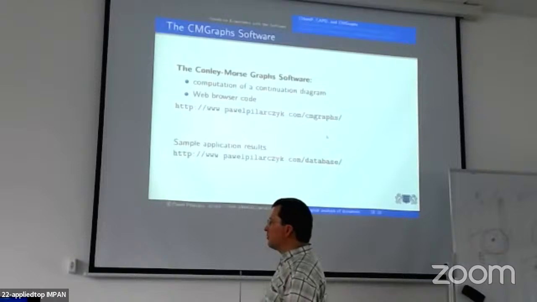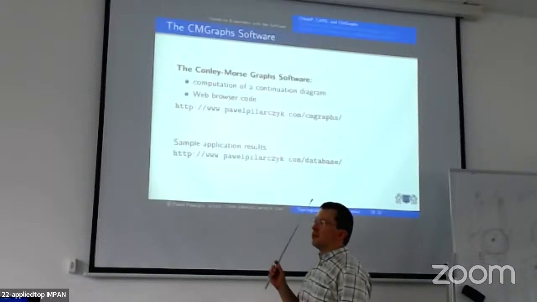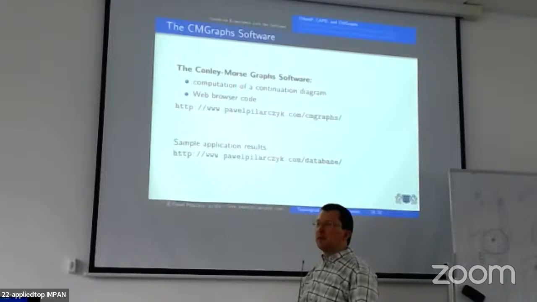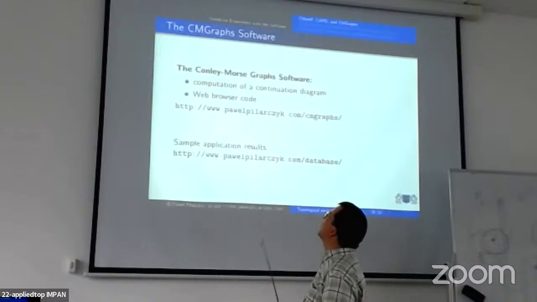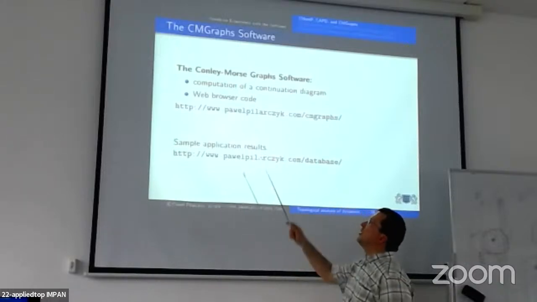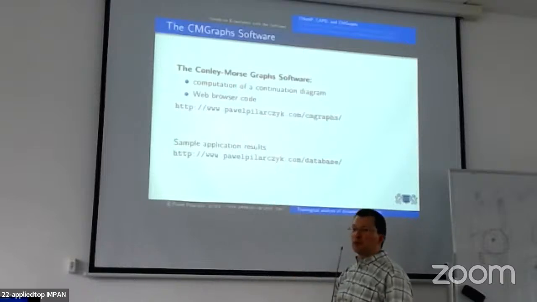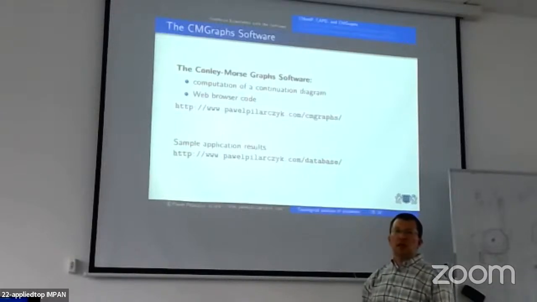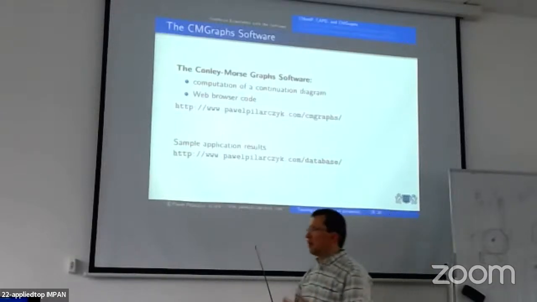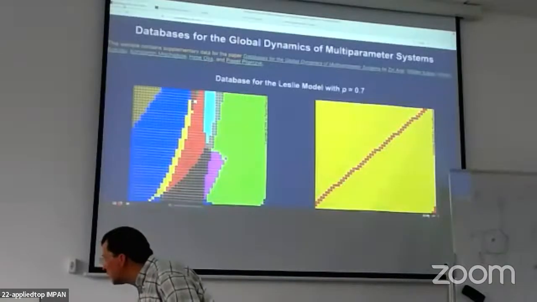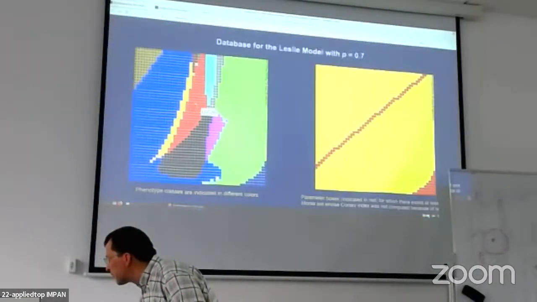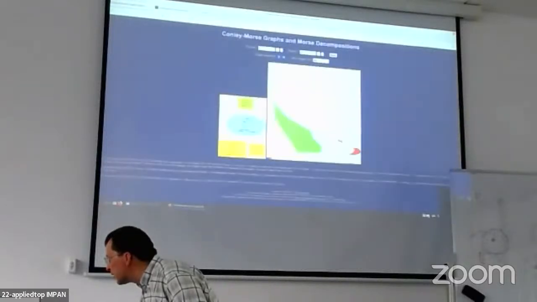And eventually the Conley Morse graph software, this is the software that is used for computing these images that I was showing. So there's the computation of a continuation diagram and also a PHP code for the web browser. So once you have computed all these Morse decompositions and the graphs, you can also generate the browser that I was showing a few moments ago, where you can click each box and see the Conley Morse graph and the state space.